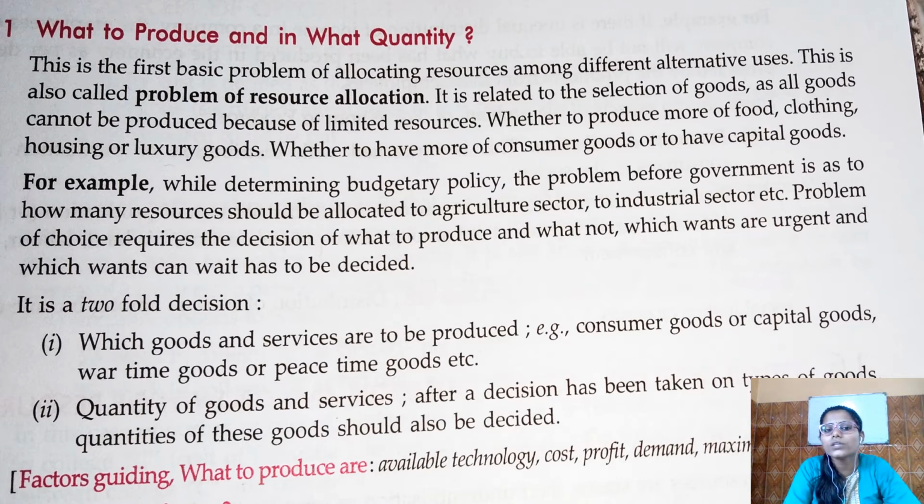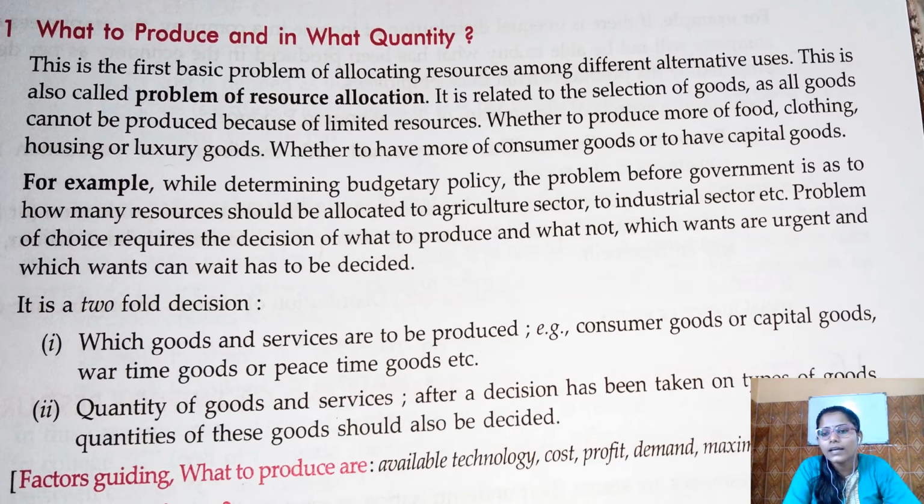One is which goods and services are to be produced: consumer goods or capital goods, wartime goods or peacetime goods, and the quantity of goods and services. After a decision has been taken on the choice of goods, the quantity of these goods should be decided. So if you have decided what to produce, then your next decision should be in what quantity, or how much you produce of such goods.